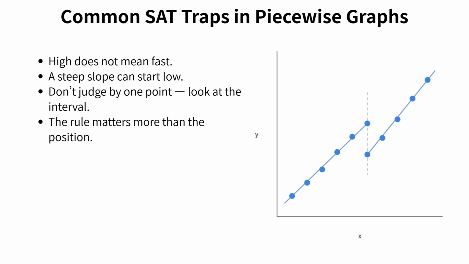Another common mistake is judging by a single point. One point can be misleading. The SAT wants you to look at the entire interval and understand the rule that applies there. So remember this. The rule matters more than the position. A steep slope can start low, and a high value can still be changing very slowly. If you keep these traps in mind, piecewise graphs become much easier to read.